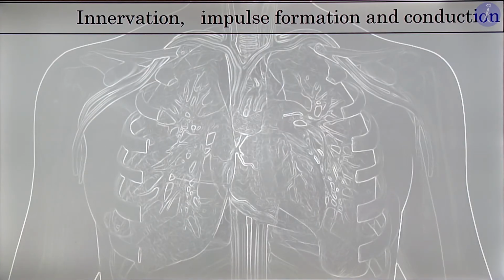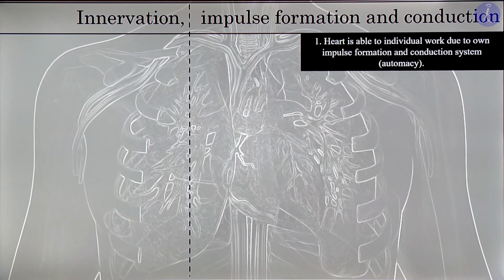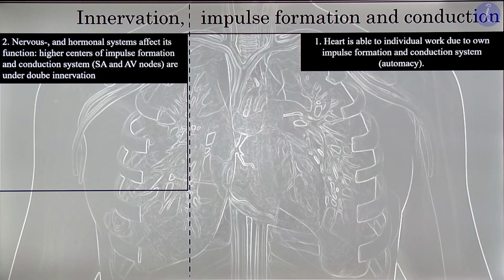Let's talk about the innervation and the impulse formation and conduction system. And here I would like to separate them, and let's talk about the impulse formation and conduction system first. It's important to know that the heart has automacy. This term means that the heart is able to work independently from the outer innervation or any kind of outer impact because of its own impulse formation system. However, we need to regulate the heart, and that's why we need mostly innervation. Also, the hormonal system has some impact on the heart, but the innervation is much more important.